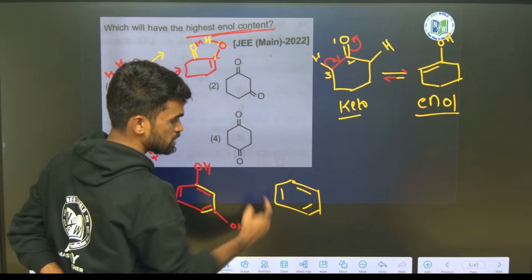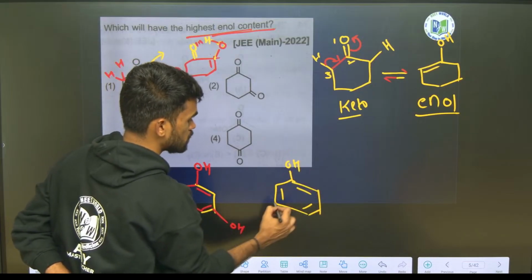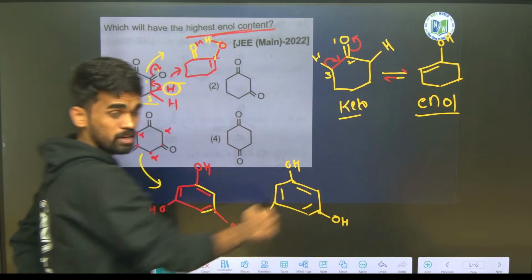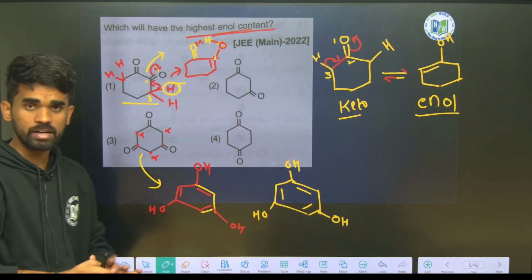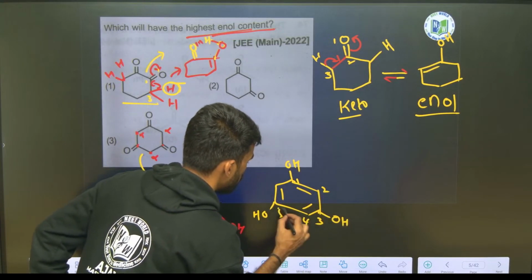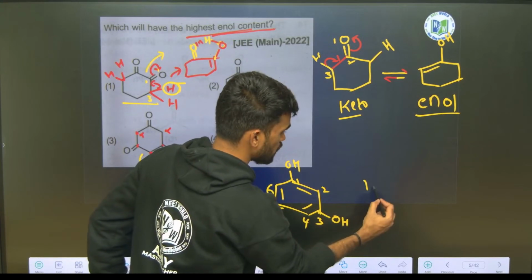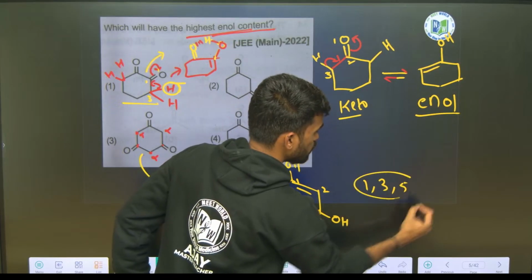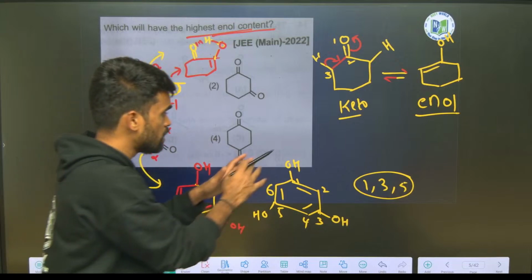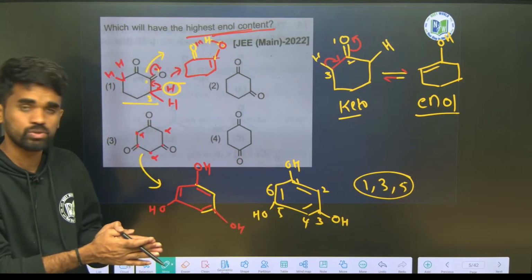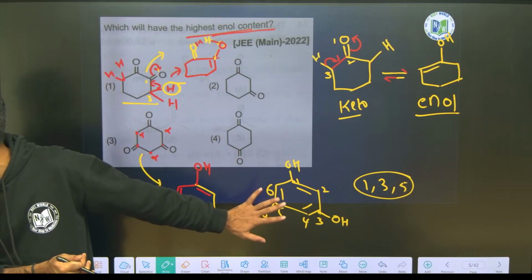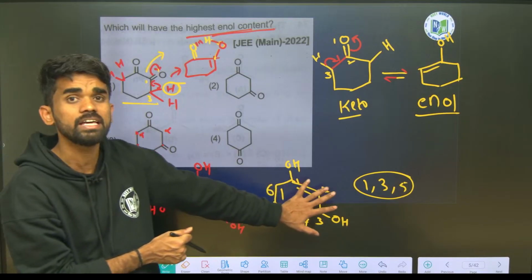Like this we have benzene with 3 OH groups, at positions 1, 3, 5. See, 1, 2, 3, 4, 5, 6. So at the 1, 3, 5 positions we have 3 hydroxy groups. Now it is like a phenol or its derivative. So it has more stability, and therefore it will have the highest enol content.